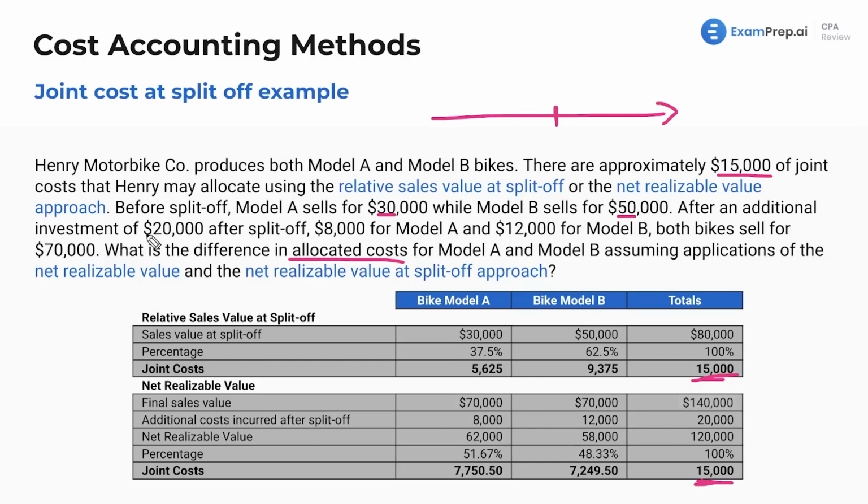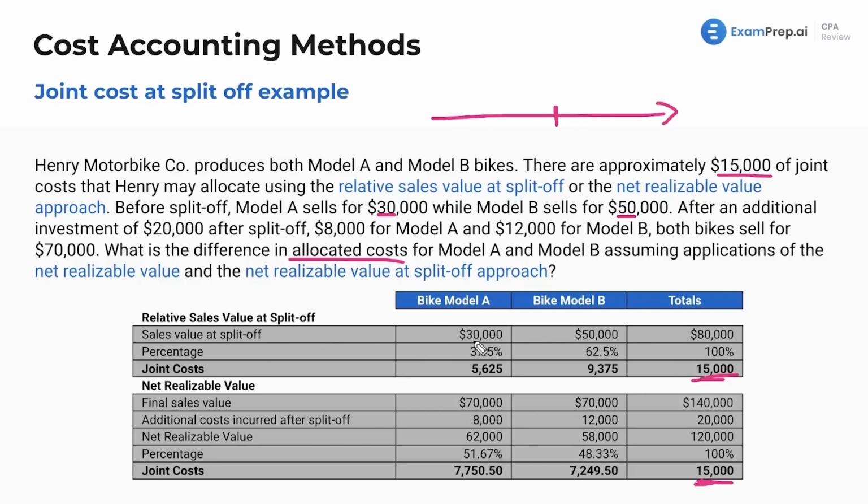So $20,000 initial additional investment, right? We will see that. So first we're going to do the relative sales value at split off. We're going to dive through this and see what's going on. Well, relative sales value at split off. Okay, what are we allocating? It's the 15,000, right? Here we go.